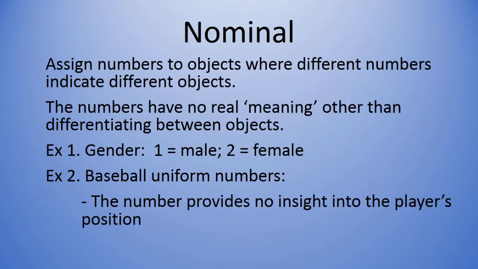Now, just as a side note, in all sports it's not the same. Like in football, for example, different sequences of numbers typically go towards different positions. Like linebackers will have numbers that are different than quarterbacks and so forth. But that's not the case in baseball. So in baseball, whatever the number is, it provides typically no insight into what position they play. Okay, next we have ordinal.